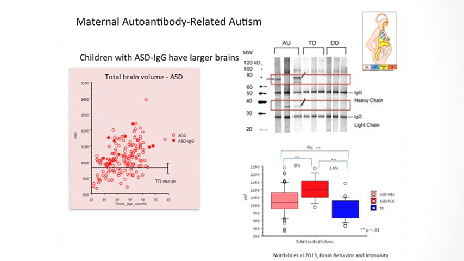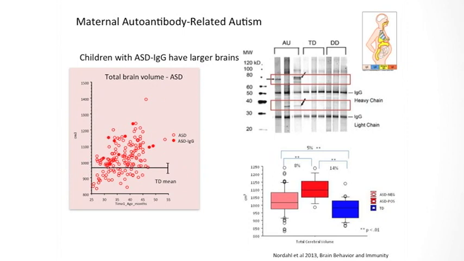We wanted to see what the neural phenotype of these children is, since we do think it's a gestational insult. And what we found is that, again, these are the children who are on the larger side of brain volume. Here's a plot showing the ASD, what I call IgG, or the maternal antibody-related autism. Their brains are 14% bigger, as opposed to 6% bigger than typically developing kids. And indeed, they're 8% larger than the rest of children with autism.